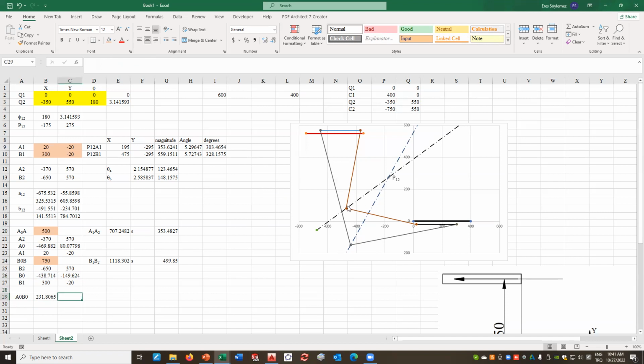The angle A0, B0 makes with respect to horizontal, I'll show you another trick. Take this, copy. Firstly, I will write it like this. Angle X A0, B0. This is magnitude. Change it to angle.